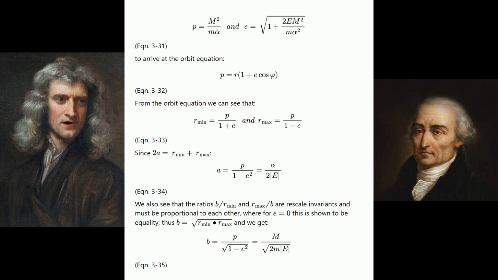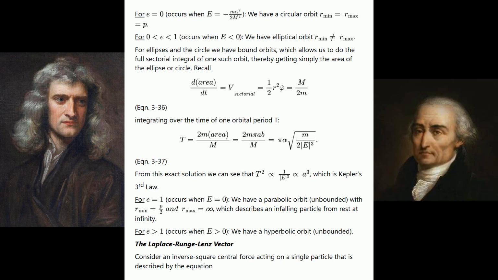Let's now consider the various cases in terms of the eccentricity parameter e equals the square root of 1 plus 2 E M squared over m alpha squared of the orbit. E equals 0 occurs when E equals minus m alpha squared over 2 M squared.